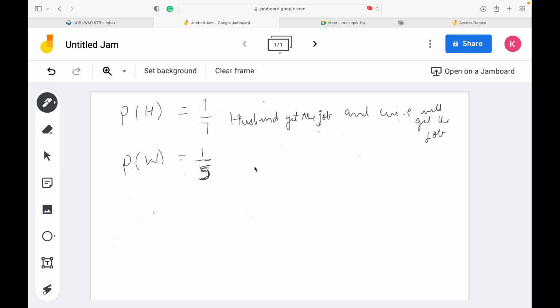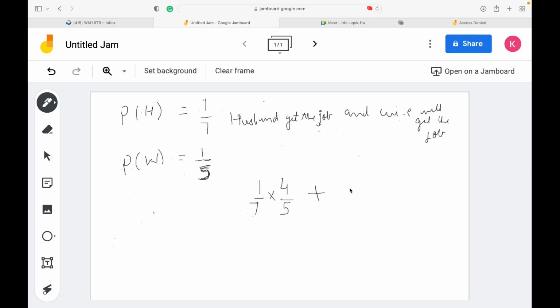So if only one of them gets the job and if the husband will get the job, then the probability will be 1/7. But it should come with the condition that the wife will not get the job. So the probability that the wife will get the job is 1/5, so the probability that the wife will not get the job will be 4/5. Okay, so this is the probability that only the husband will get the job.